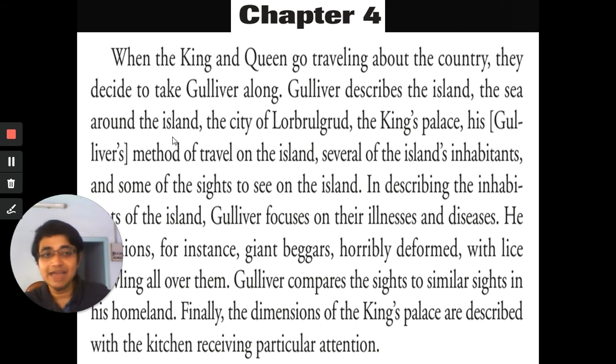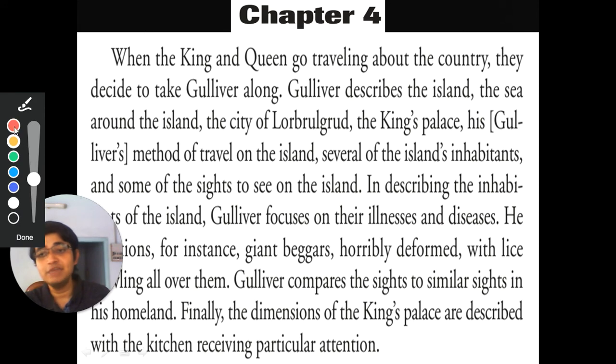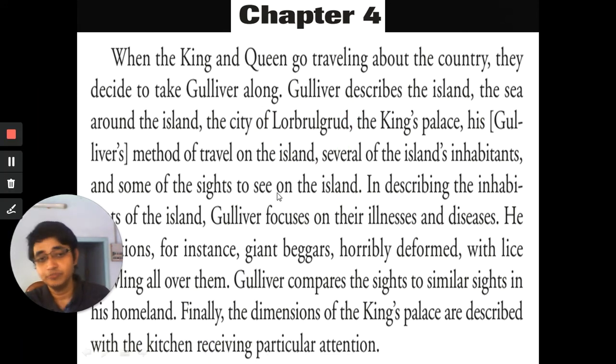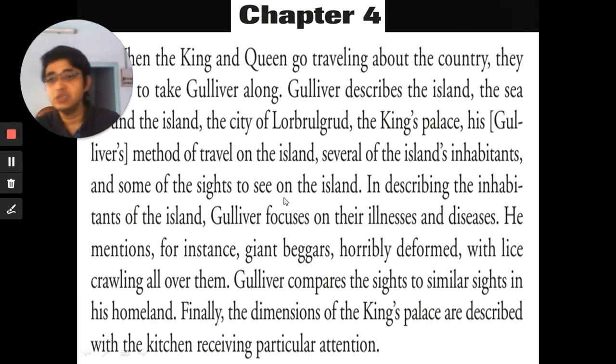So Gulliver describes the island, the sea around the island, the city of Lorbulgrad. Remember the name of the city, Lorbulgrad. Can come for 5 marks question, important question. Lorbulgrad, the king's palace, and his method of travel on the island, several of the island's inhabitants, and some of the sights to see on the island.